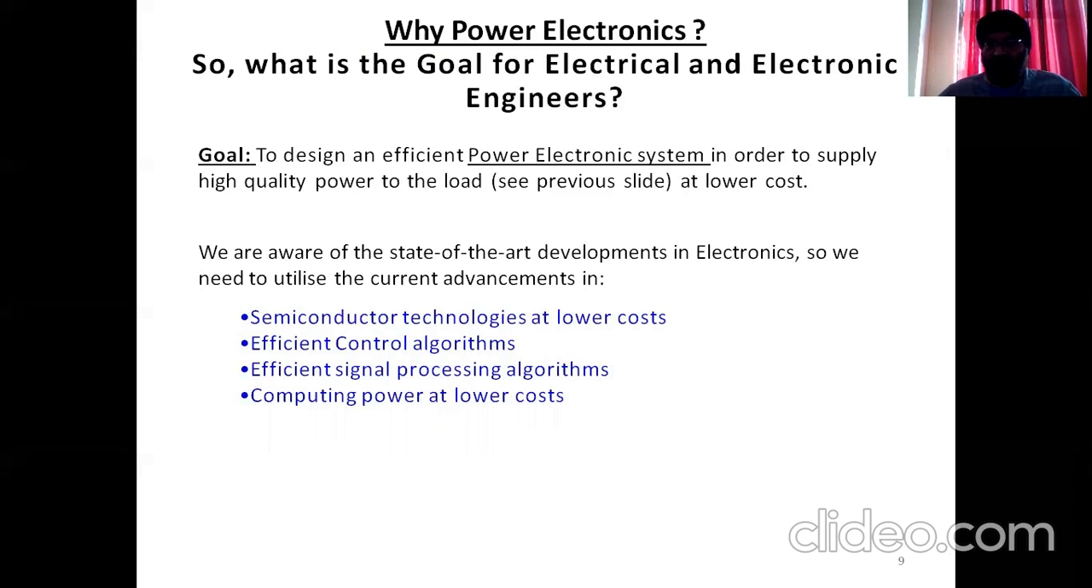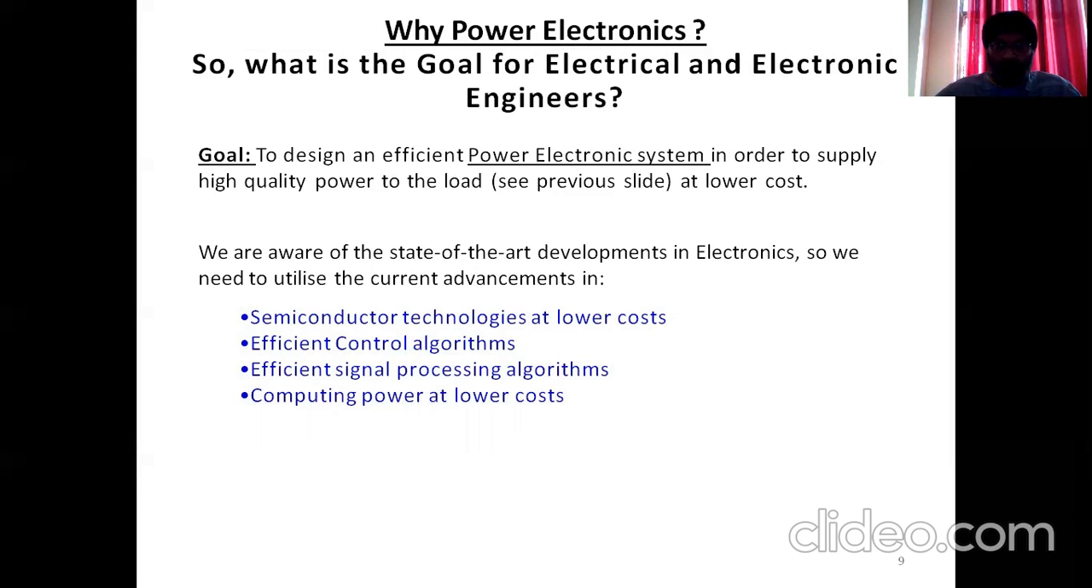We'll see later on how lower costs are possible. But at this moment, you have to understand this is the main goal, so winning in both directions: high efficiency at lower cost, high reliability. So how to achieve this goal? We already know that nowadays state-of-the-art developments, or advances in electronics, have helped engineers make advancements in other fields by making use of electronics.